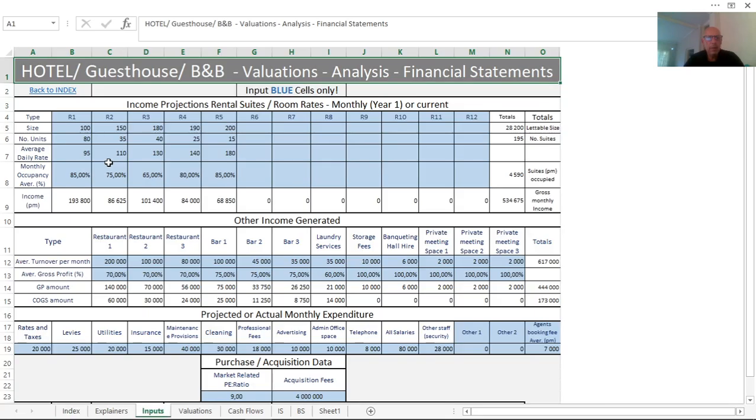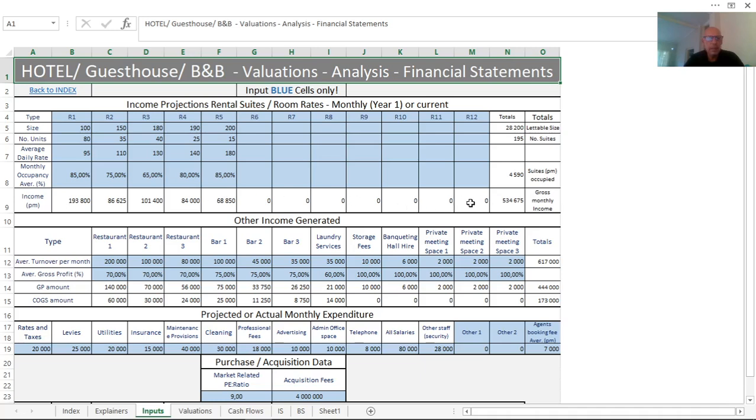So we can go directly back to the index, shall I say, and onto the input sheet. Now this model is extremely coherent and simple to use. You'll see the basic income projections for the rental suites, room rates. You can have the sizes, or the types, the number of units in each size category, the average daily rate, the monthly occupancy average percentage, and it will calculate the income per month that you will generate out of these particular suites.